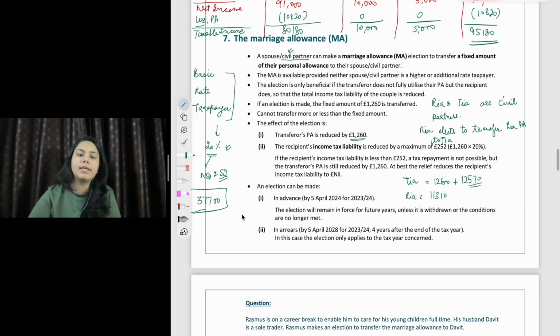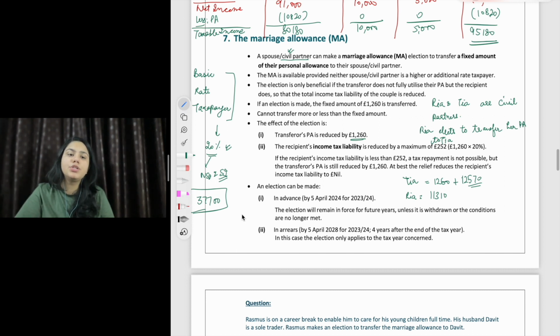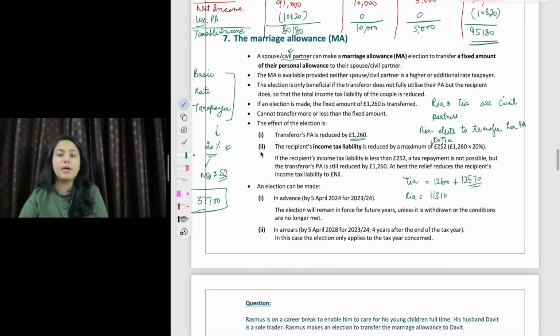So they want to say that both of the spouses should have their income falling under 37,700, otherwise they will not be entitled to get a marriage allowance. Next thing is, an election needs to be made if they want to transfer the marriage allowance, and they cannot reduce the amount that needs to be transferred. It is fixed. If they want to transfer, it is a fixed 1,260, otherwise do not transfer it. And as I told you, both of them need to be a basic rate taxpayer.